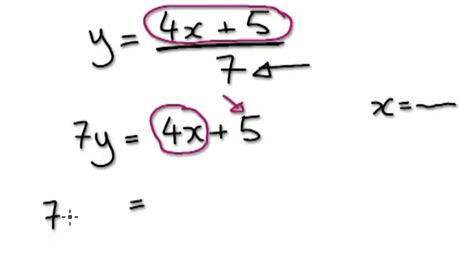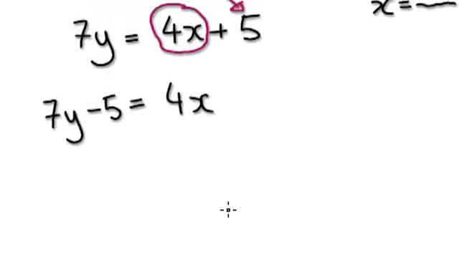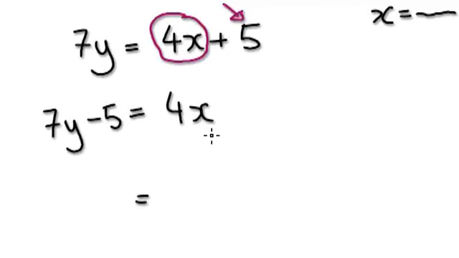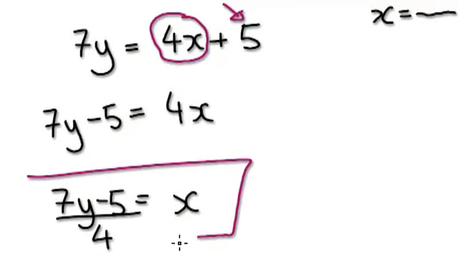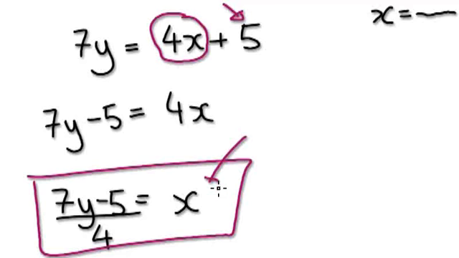That would be take this down. Take away 5 equals 4x. Now divide both sides by 4 to get x on its own. So take the whole thing down, divided by 4, and this side would be x. So here you've got a new formula for x. So if you want to know what x is, put something into y, and then you can work out x.